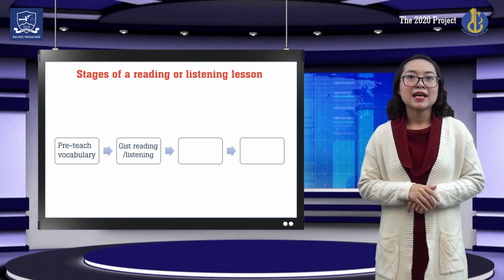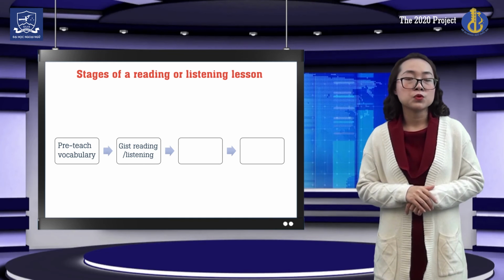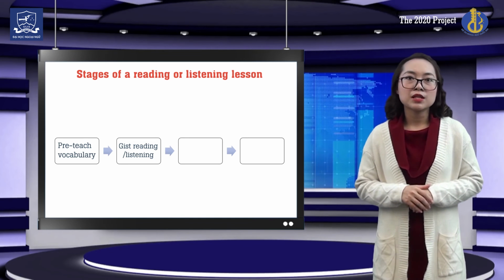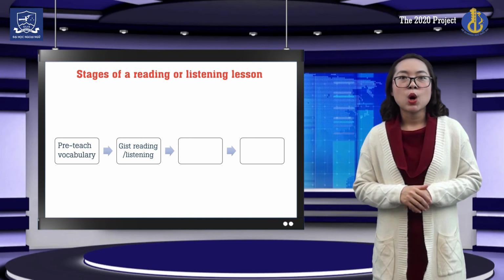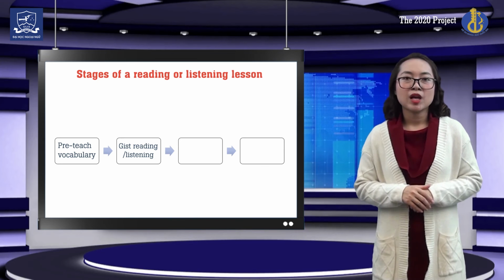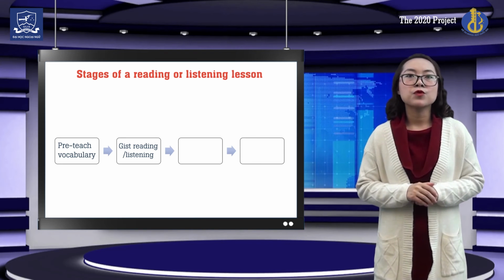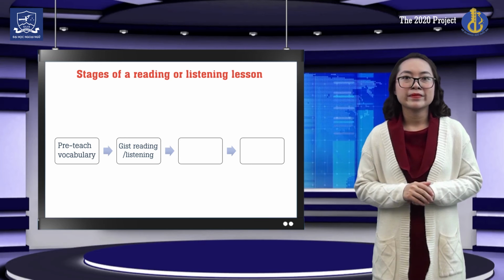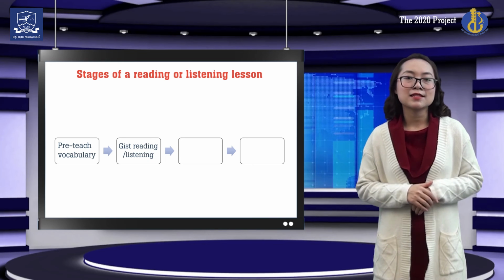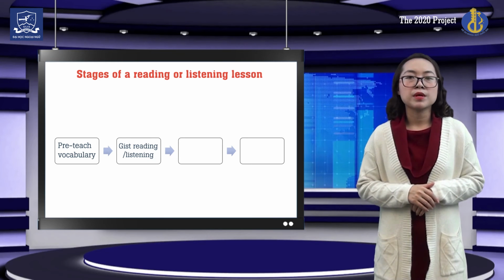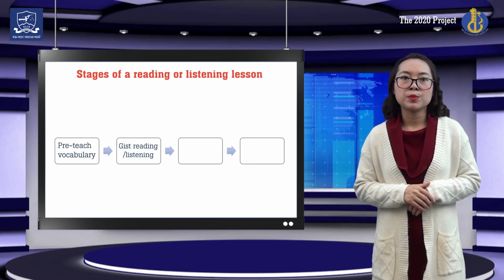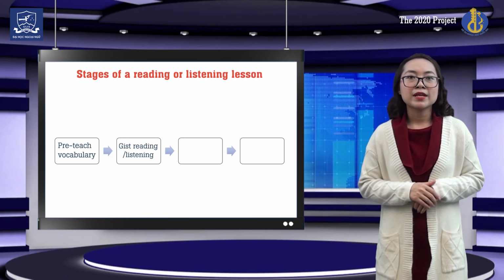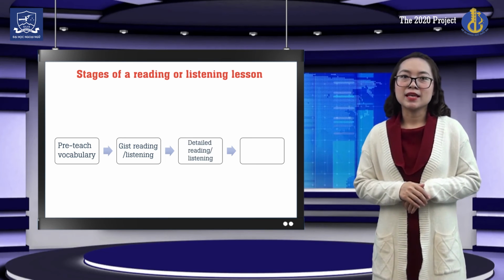GIST tasks can be in the form of true-false questions, paragraph matching, ordering, or adding headings. Make sure that you go through the task before you give them the reading text. If they don't understand the task information, they will not be able to read or listen with purpose. 3. Detailed reading or listening.